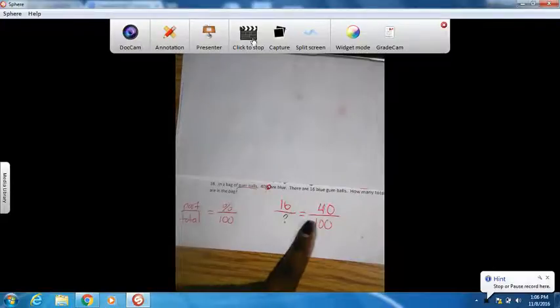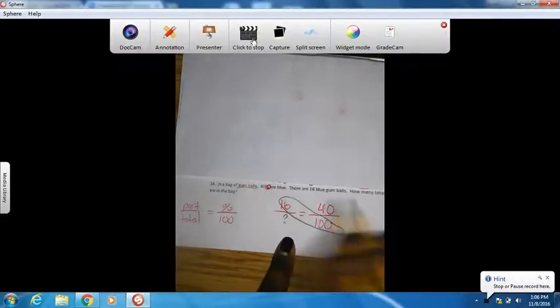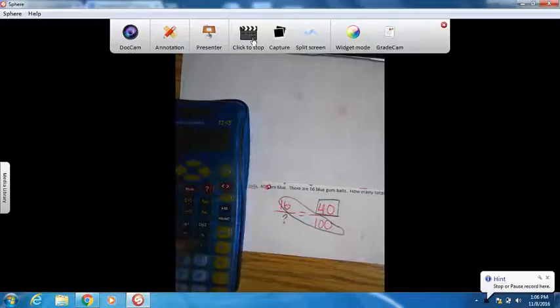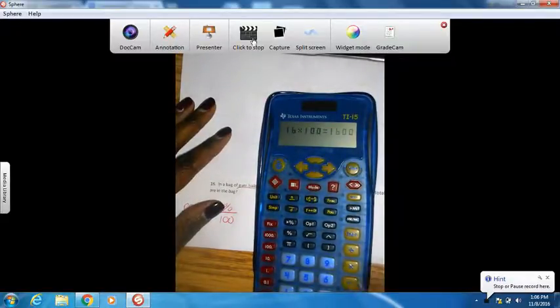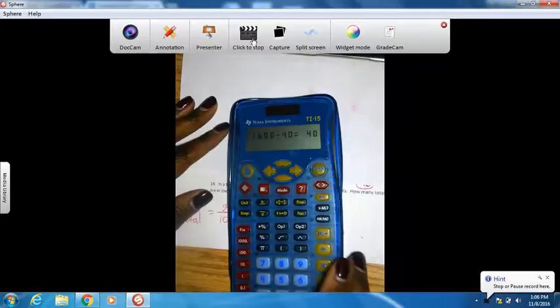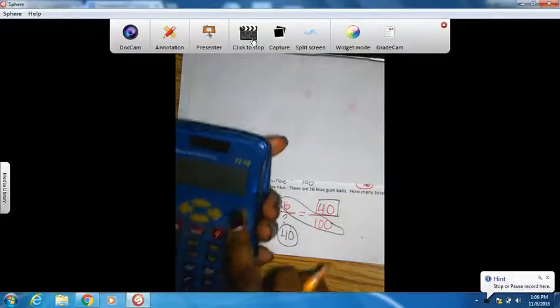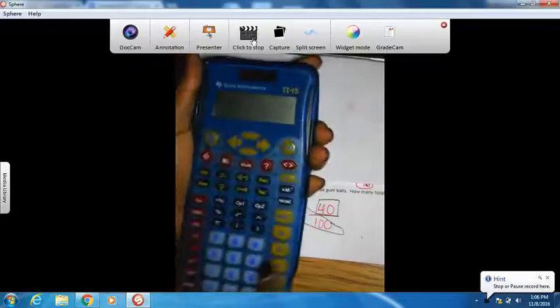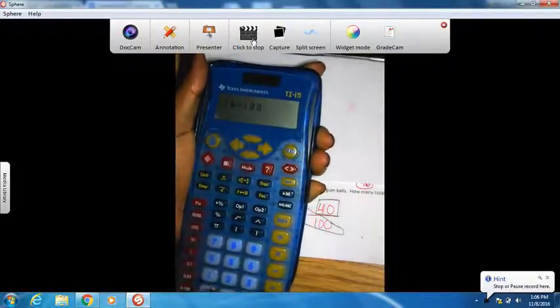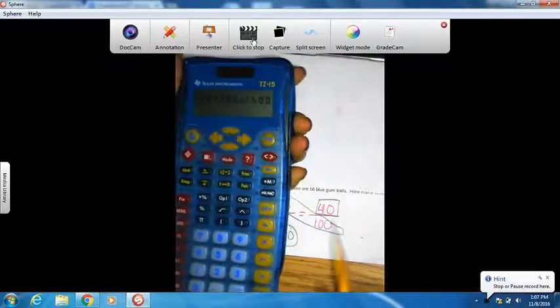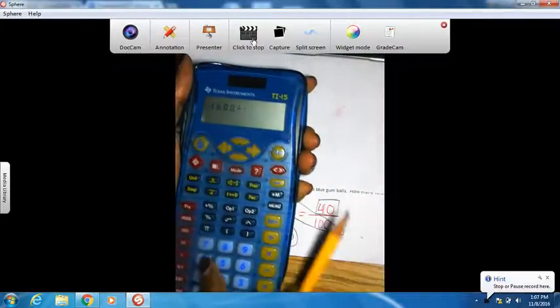So to solve, cross multiply and divide. So in our calculators, 16 times 100 divided by 40 gave us 40. Let's do that again. 16 times 100 is 1,600, and we're going to divide by the lonely number, divided by 40. Okay, there we are.